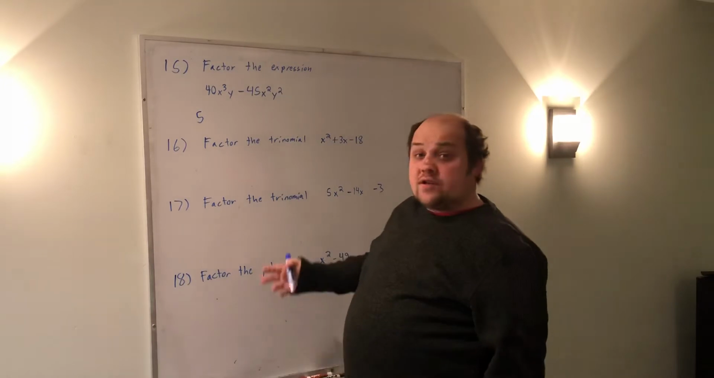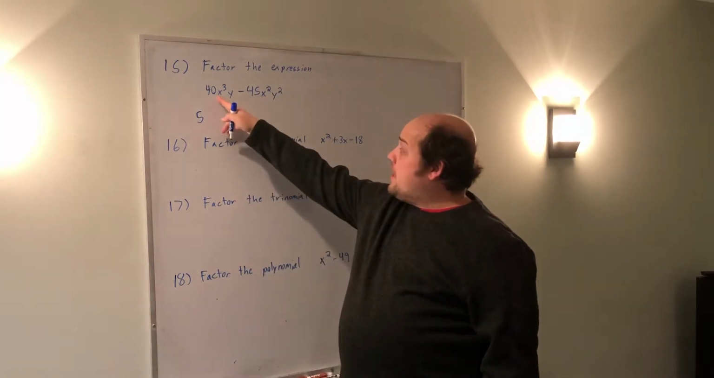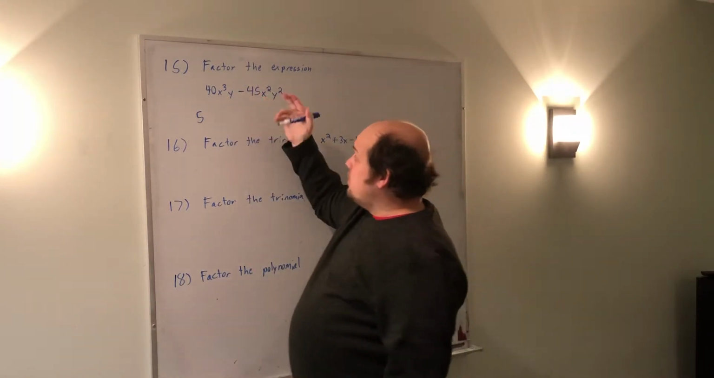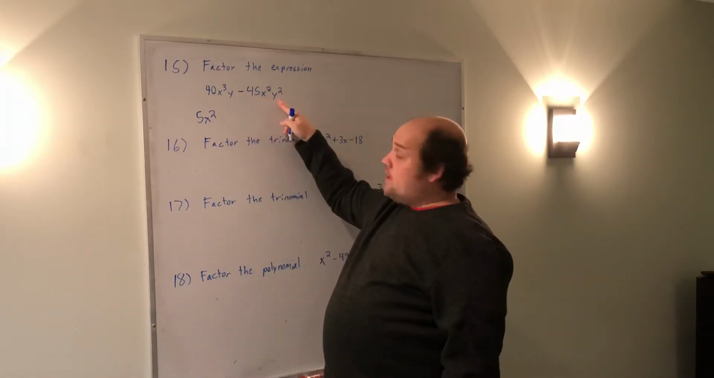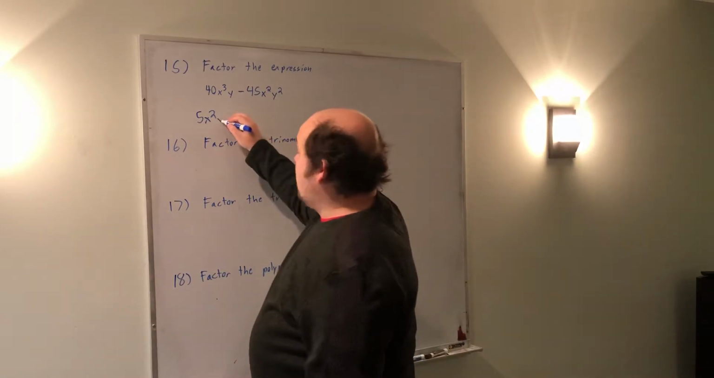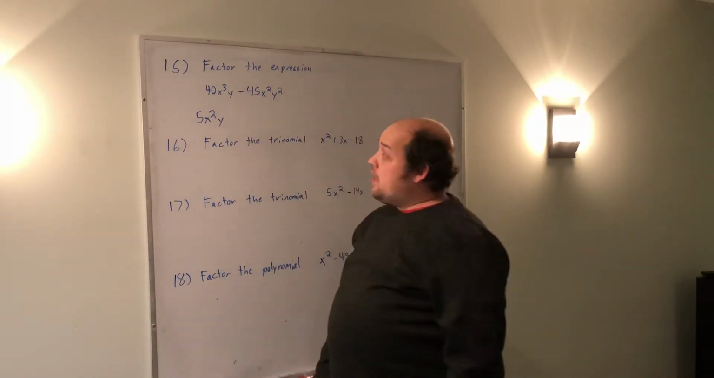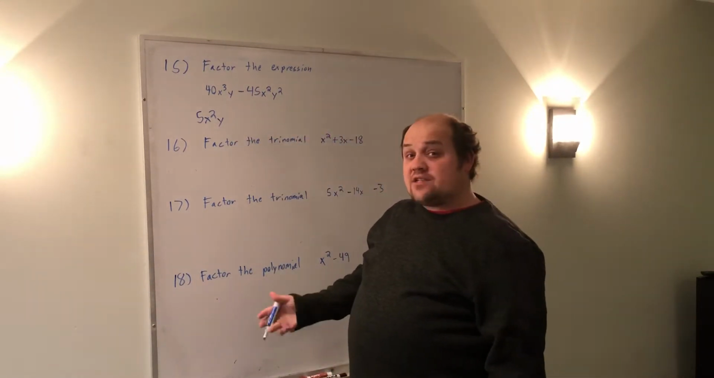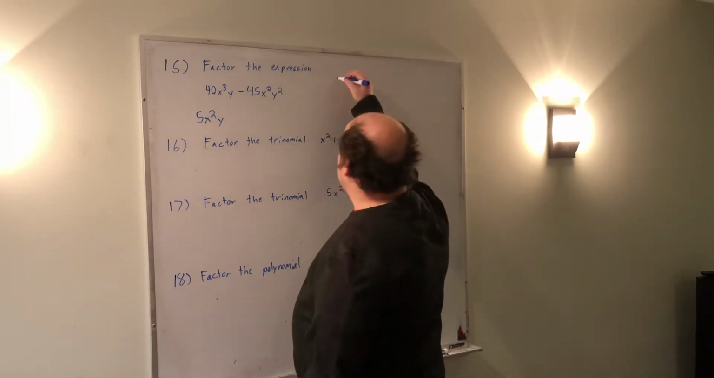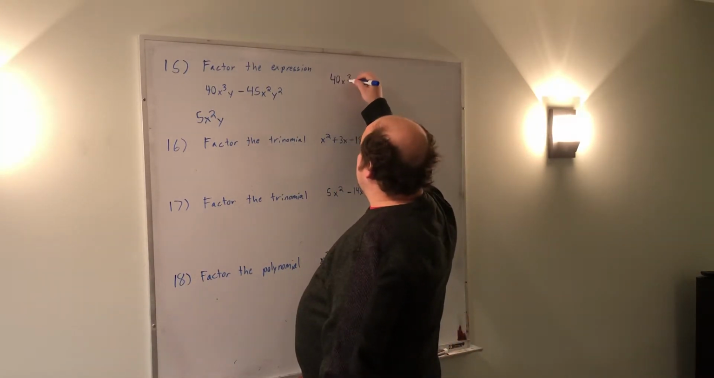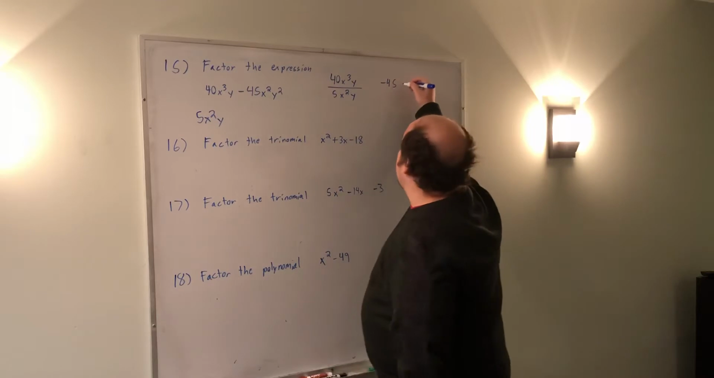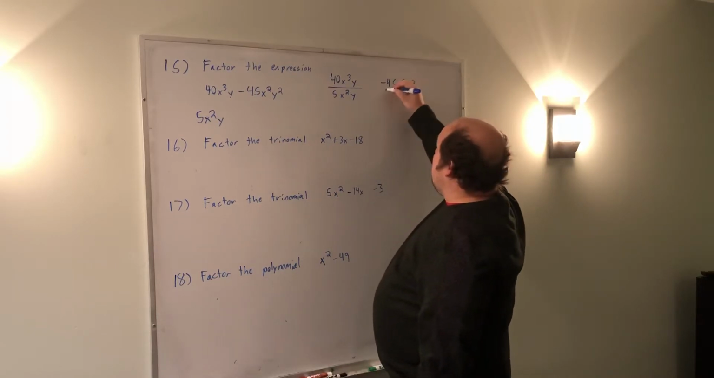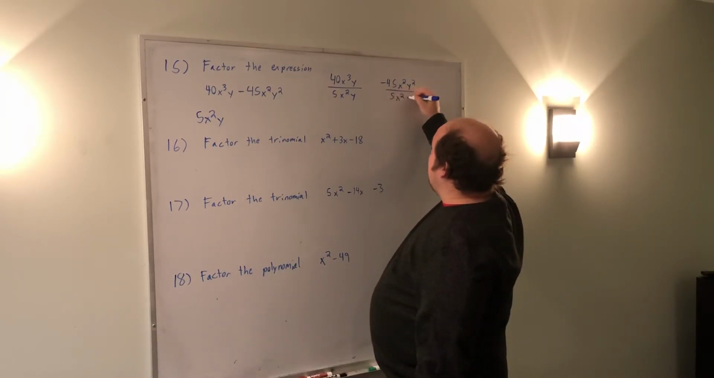I look for the smallest power of each variable. Here I have x cubed, here I have x squared. The smaller is x squared. Here I have y, here I have y squared. The smaller is y. So the biggest thing that I can pull out of each of these is 5x squared y. So what I'm really doing is I'm taking 40x cubed y, dividing it by 5x squared y, and then I'm taking negative 45x squared y squared and dividing it by 5x squared y.